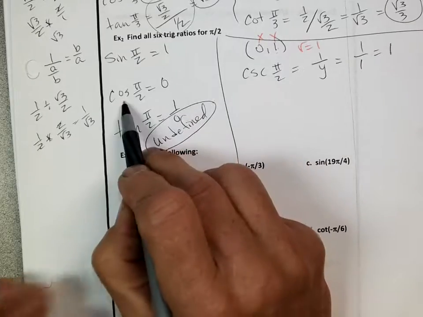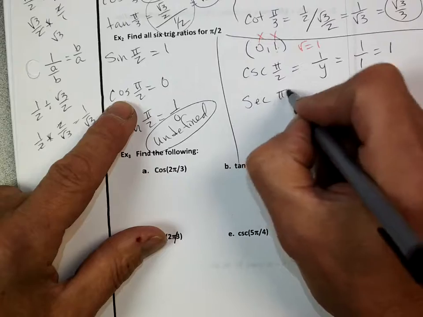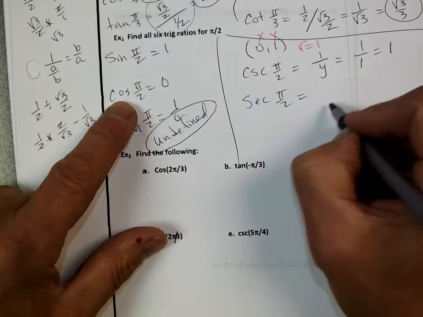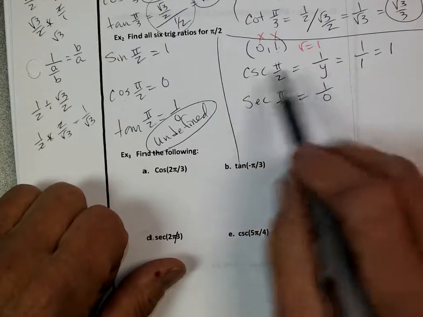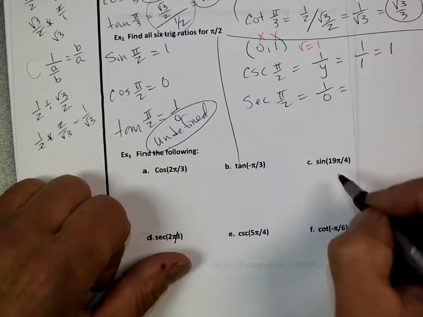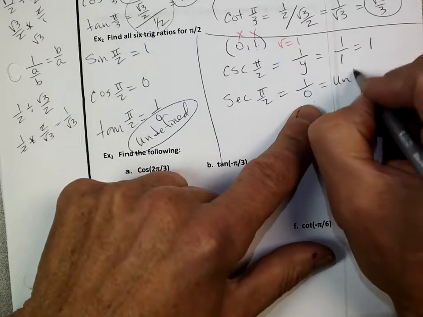Cosine of pi halves is 0, but its cofunction is going to be secant. So secant of pi halves, let's see what that does. So it's going to be 1 over 0, because it's 1 over the x value, and the x value is 0. But 1 over 0, that's bad news also. So what's that? Undefined.